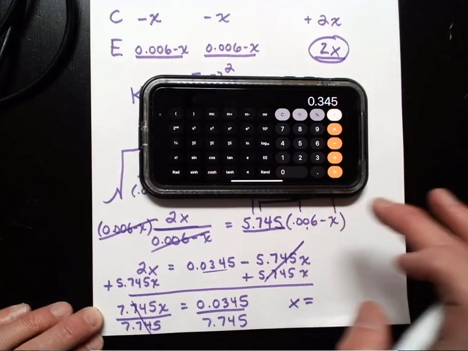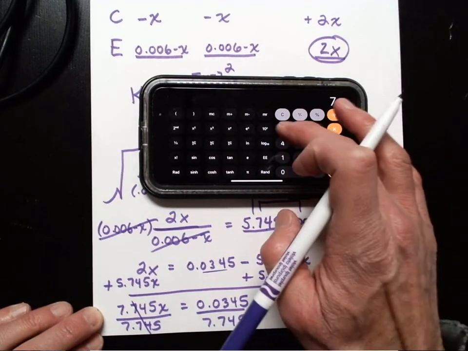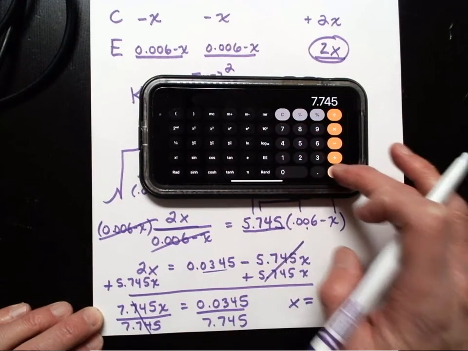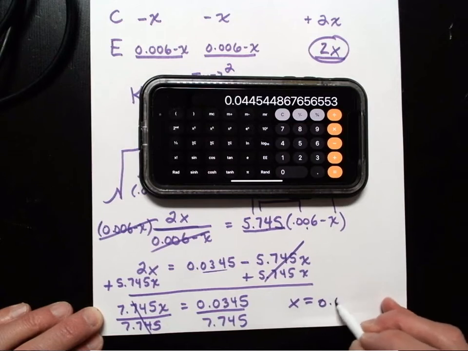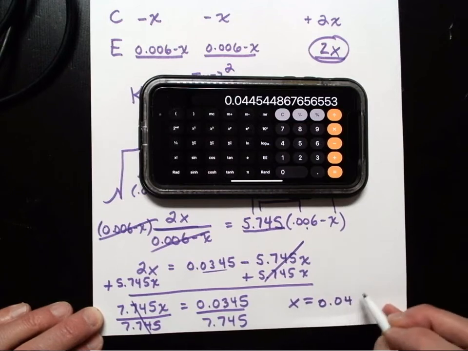.0345 divided by 7.745. 0.045 we'll call it.